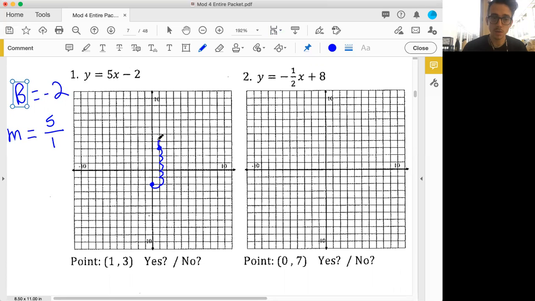Again, we could have also gone up 5: 1, 2, 3, 4, 5, over 1. That's another option. Draw a straight line through everything that's there and call it a day, at least for this first part, because we still have a little bit more work to do. So let's take a closer look.